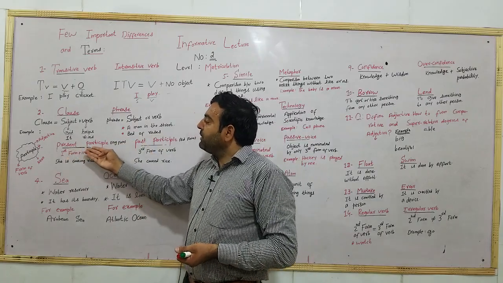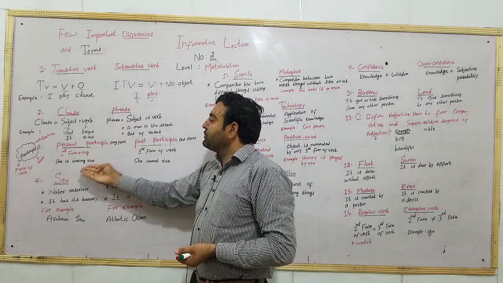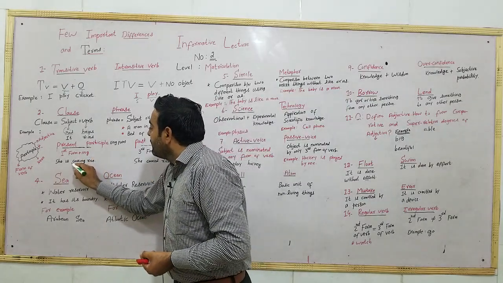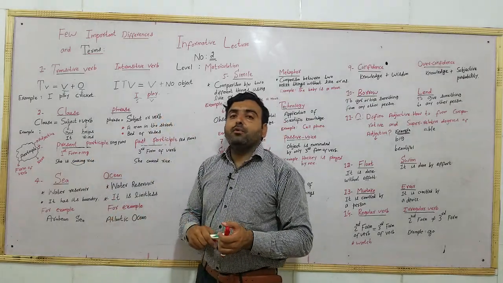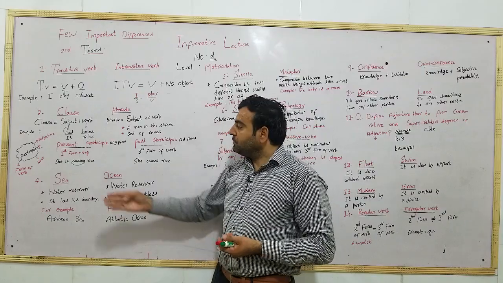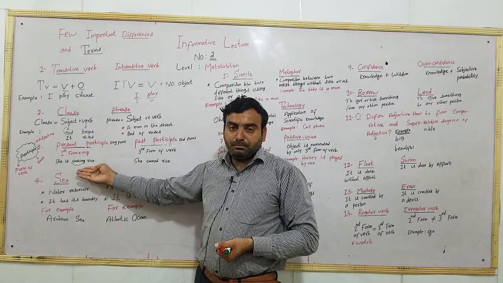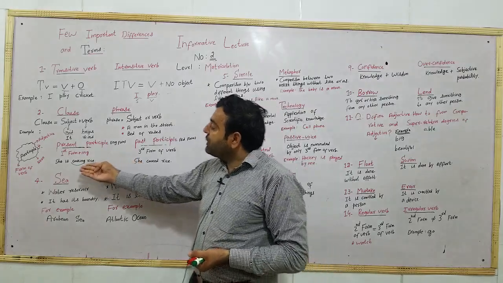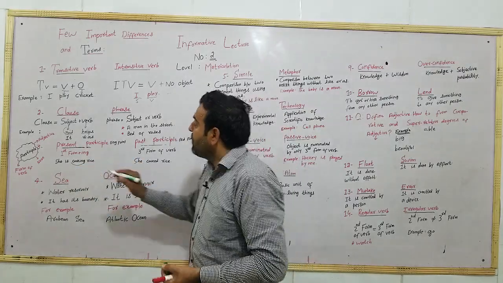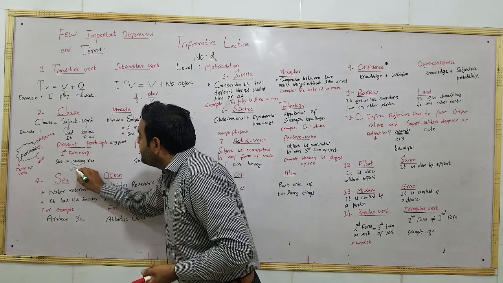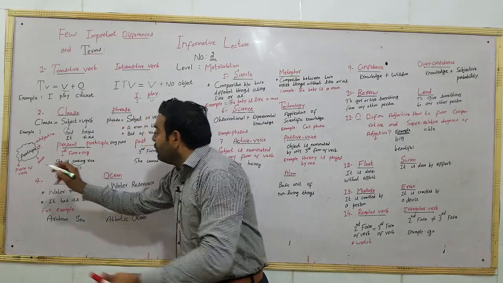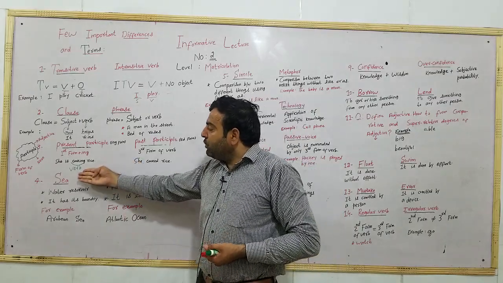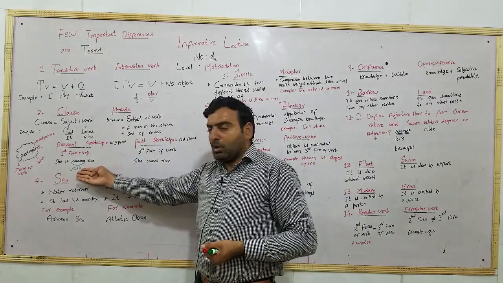Now present participle is a fourth form of verb. For example, she is cooking rice. Here cooking is a fourth form of verb. It is ing form, and it is also acting as a verb. Present participle is a fourth form, and similarly this fourth form should act as a verb.